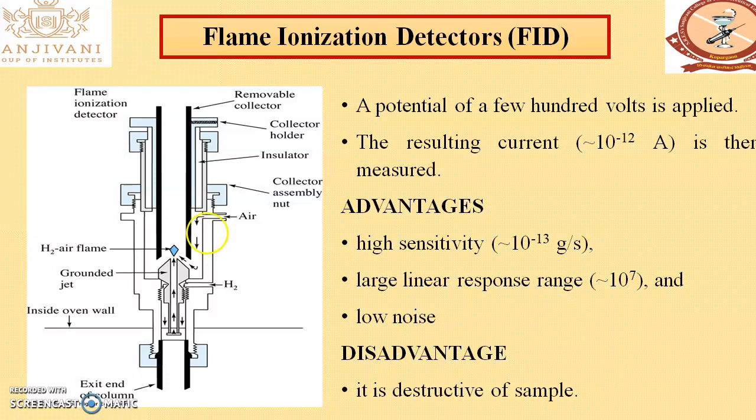A potential of a few hundred volts is applied between these two electrode plates, and the resulting current is then measured. The basic advantages of the flame ionization detection system are that it is highly sensitive, has a larger linear response range, and has low noise levels. So we obtain higher signal-to-noise ratios in the case of FID. And the major disadvantage is that it is destructive of the sample.